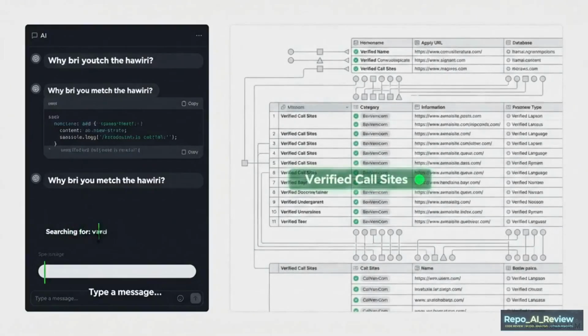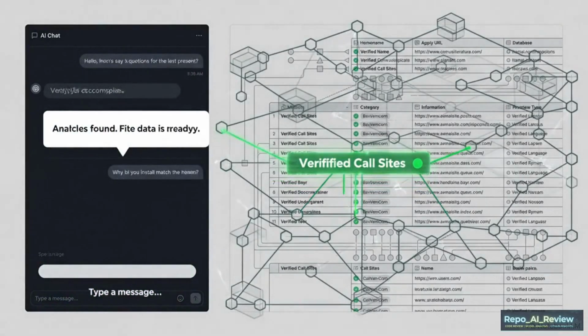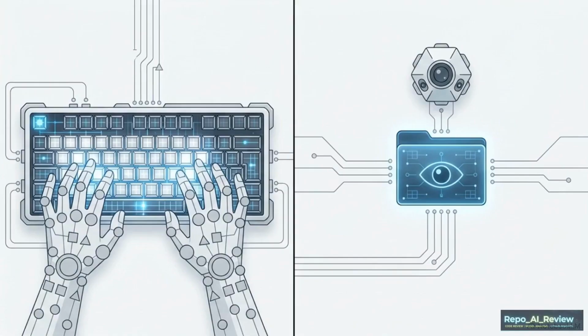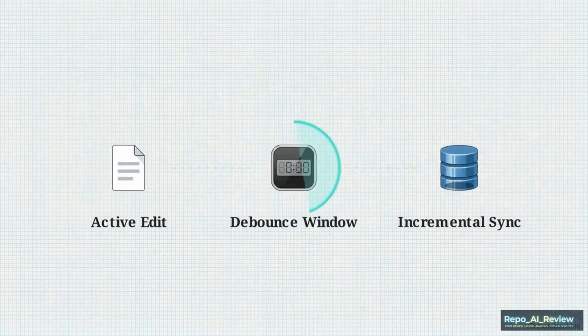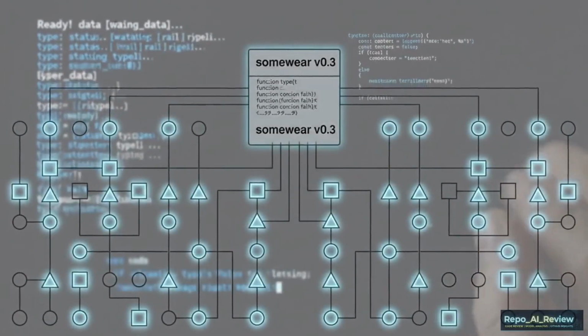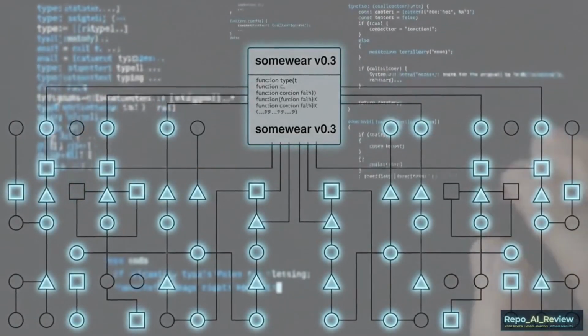When the AI needs to know what calls a specific function, it queries this database directly. It identifies verified call sites and symbol definitions, rather than estimating intent through keyword proximity. To maintain that accuracy, CodeGraph watches the project using native operating system file events. As you type, it debounces the changes and incrementally syncs the database in real time. The AI pulls its context from a live, structurally verified map of your logic that updates instantly alongside your keystrokes.